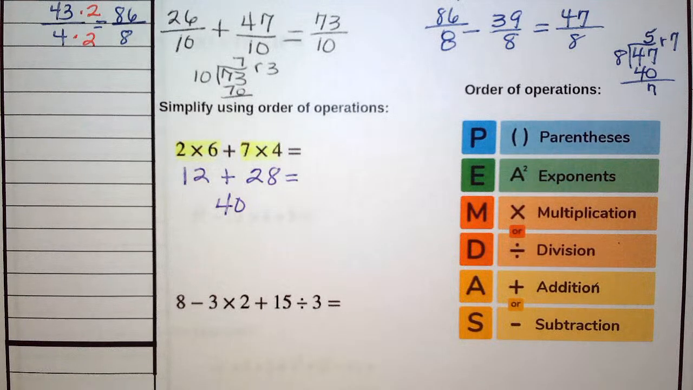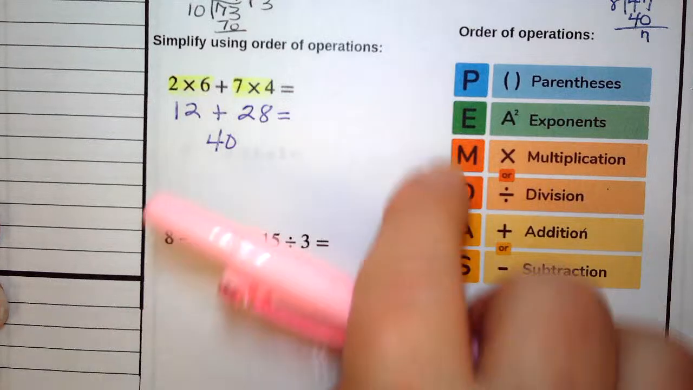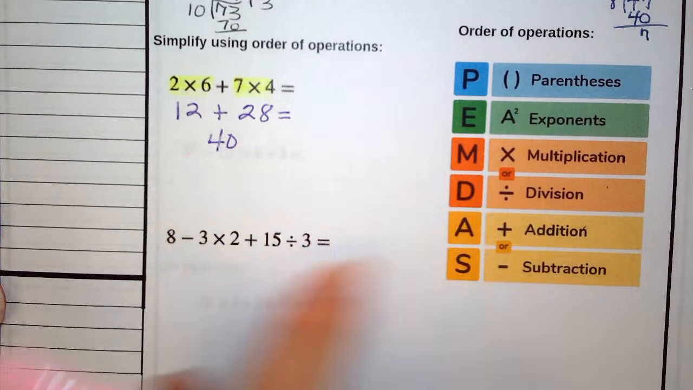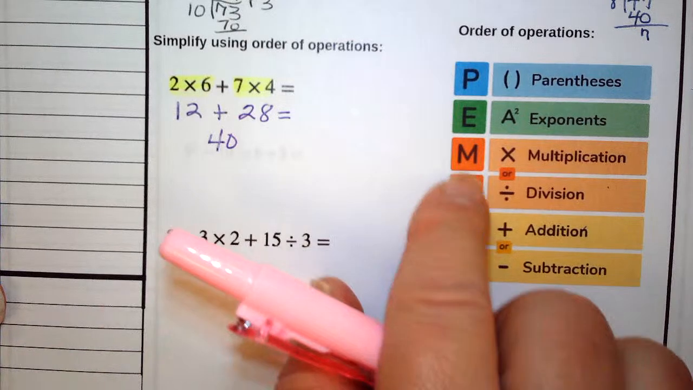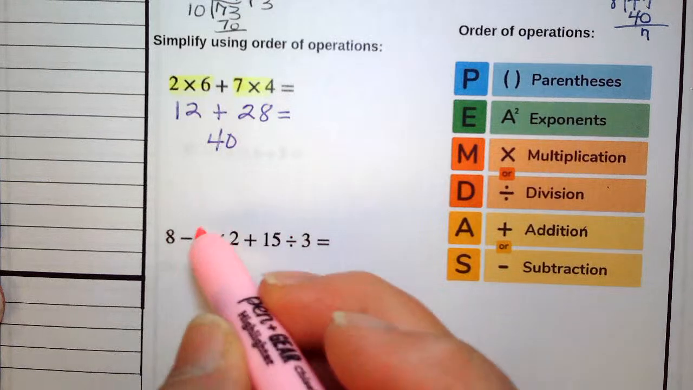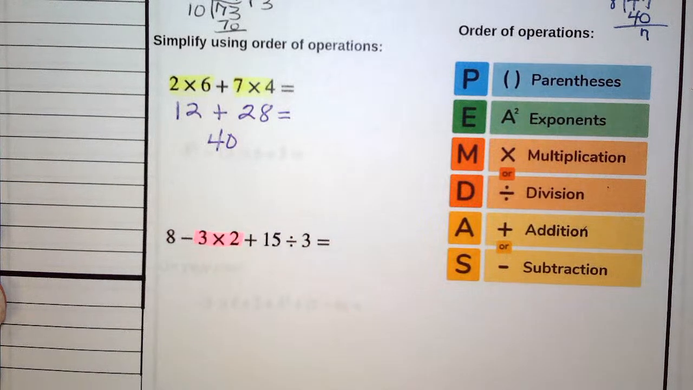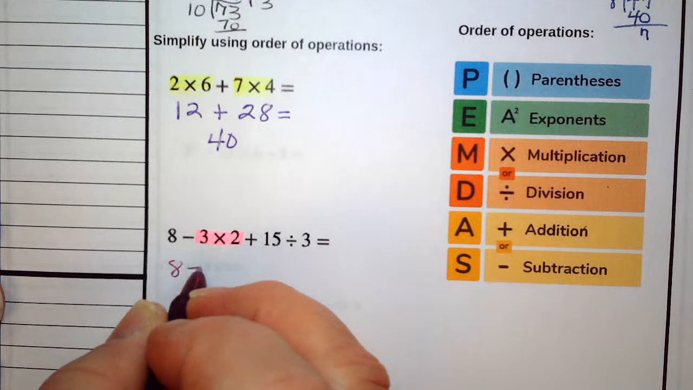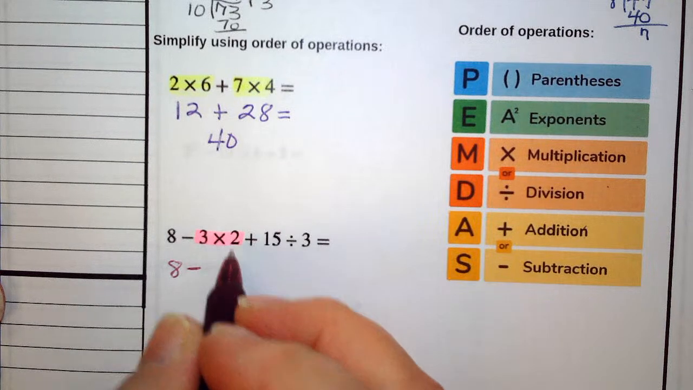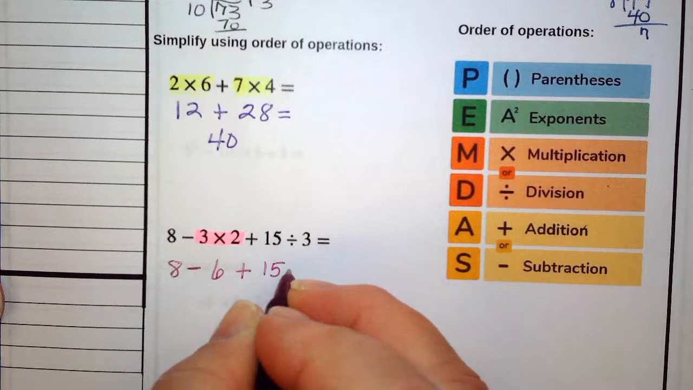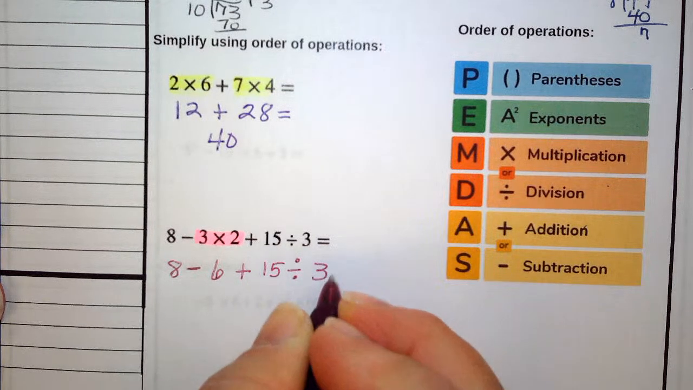Okay, looking at the next one. Do I have parentheses? No. Do I have exponents? No. Do I have multiplication or division? Yes. So which one do we see first? We see the multiplication. 8 minus does not change. 3 times 2 is 6, plus 15 divided by 3.